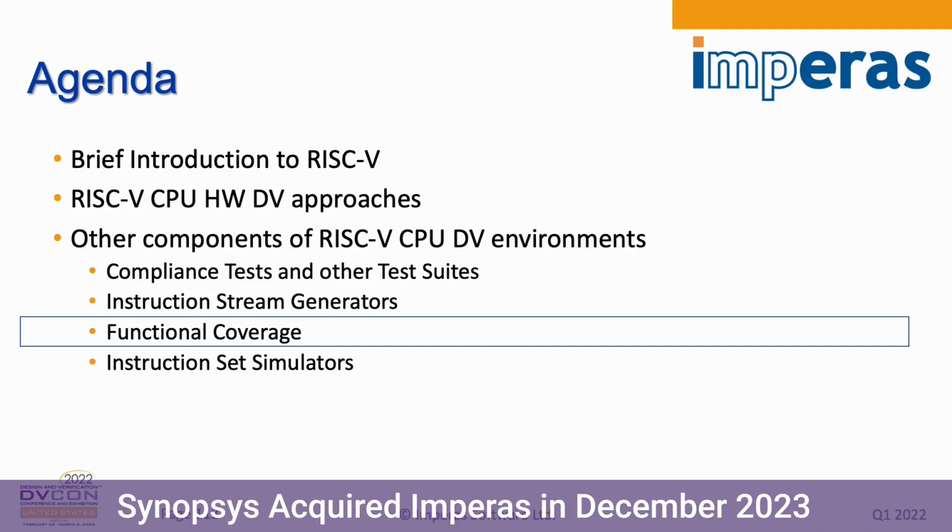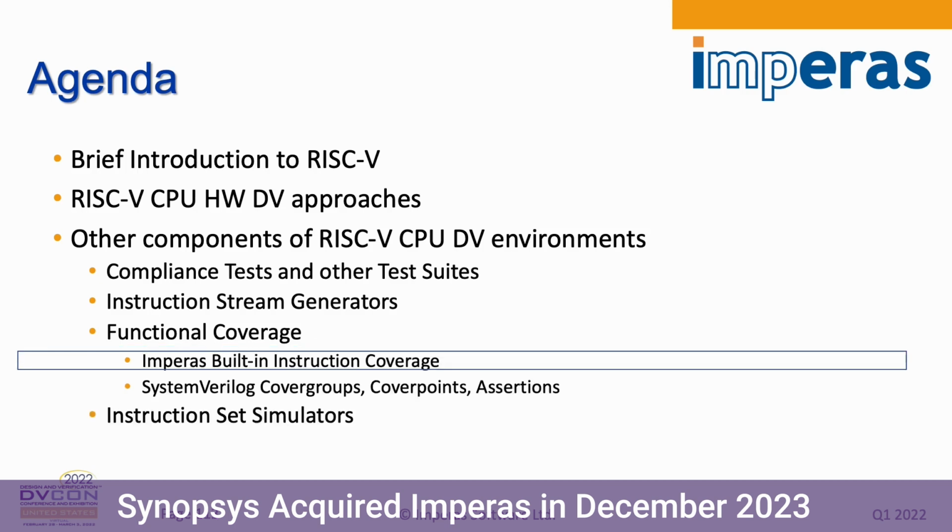Another component of the RISC-V Processor DV environment is functional coverage, and that's what we're going to talk about now. There's two types of coverage I'm going to talk about. First is the Imperas built-in instruction coverage, and then some SystemVerilog functional coverage.